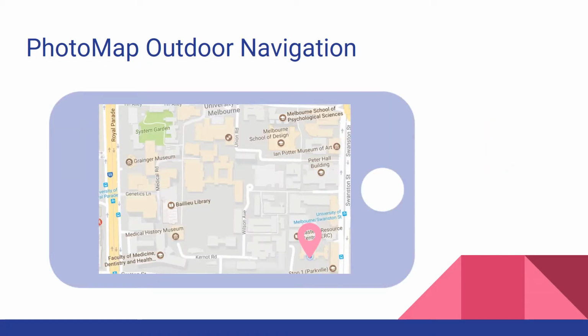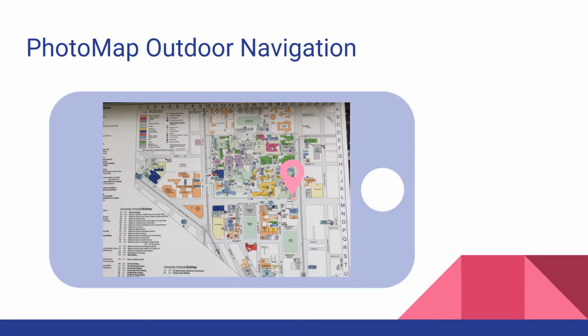This is an interface of a map application where you are going to navigate the Melbourne Uni campus. The red icon here indicates the current location. This image is familiar to be shown at every entrance of the university campus, and also the red icon indicates you are here.